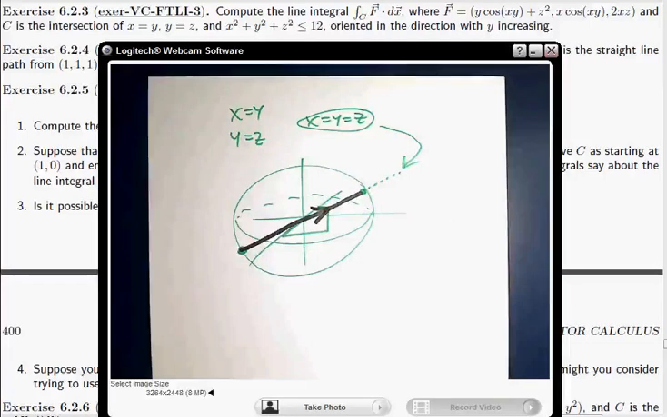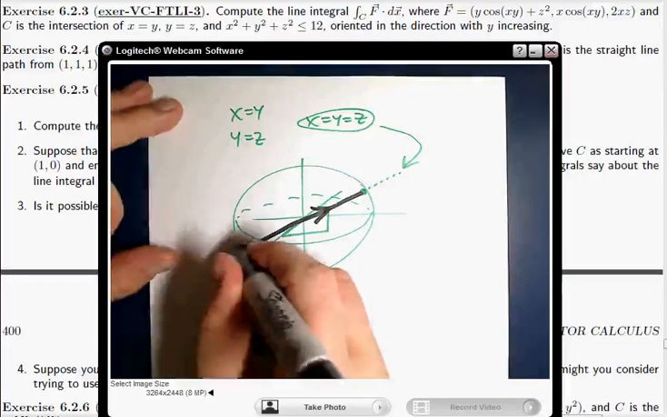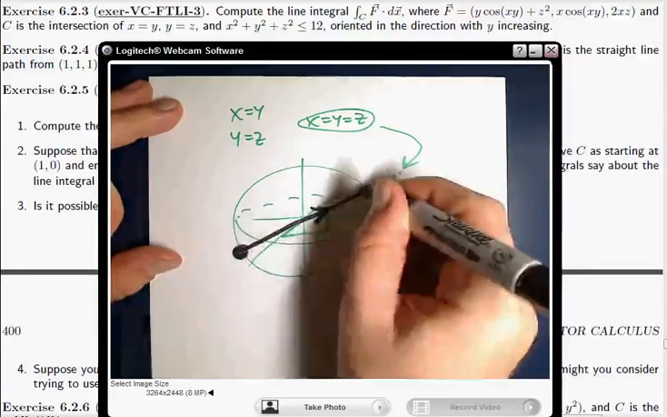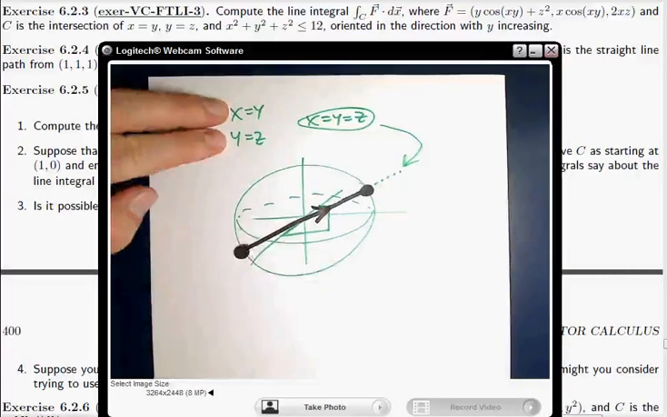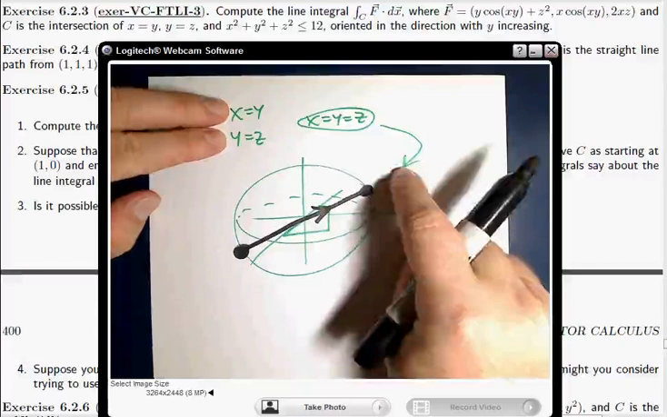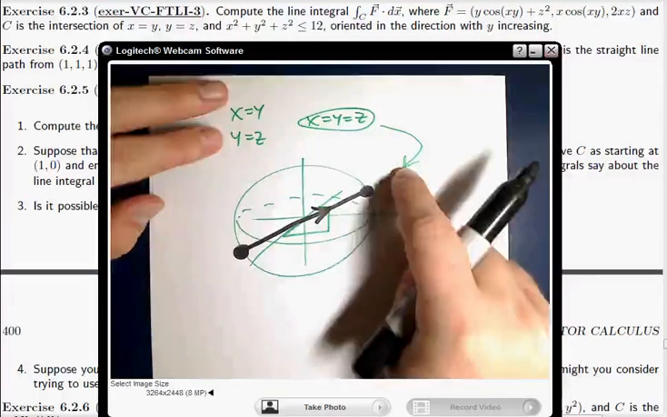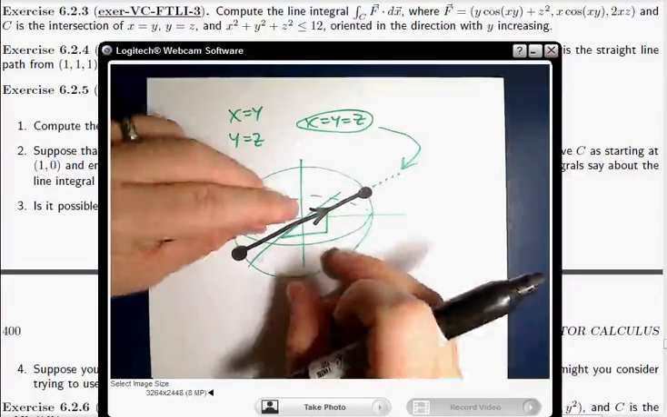Does that make sense? No. Why is it just a line? Start, end. Because these two planes intersect to make a line, this dotted line, and I want to know how that line intersects with this solid ball. I said sphere. I meant ball.